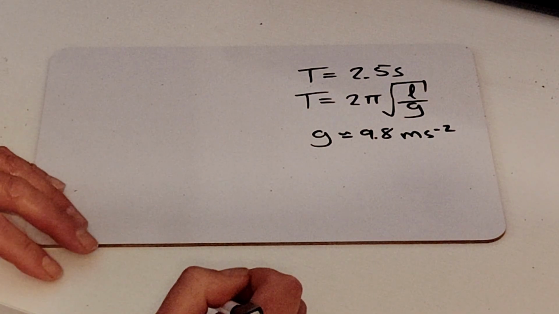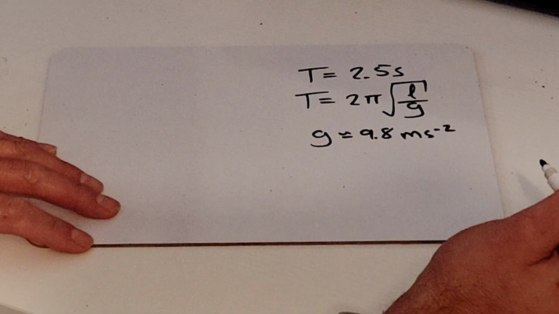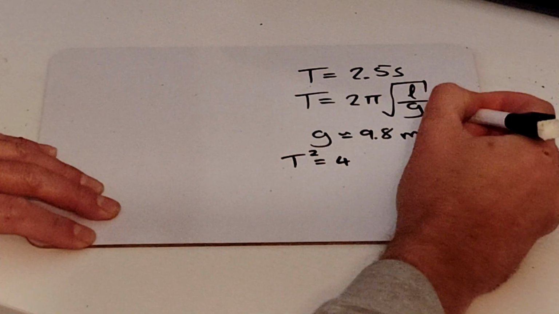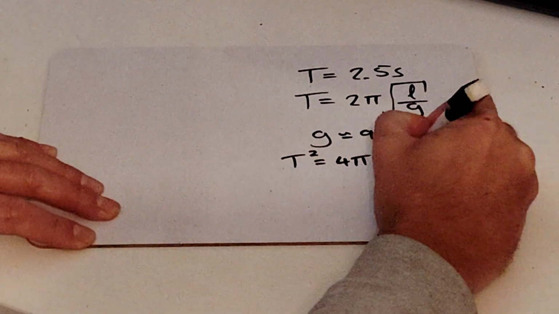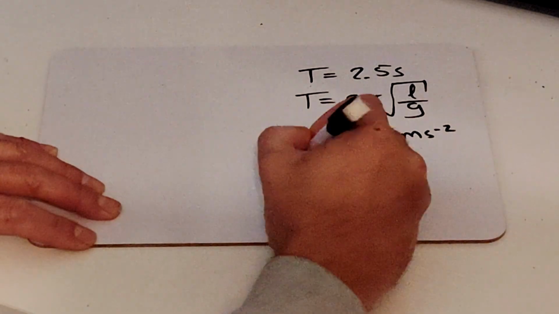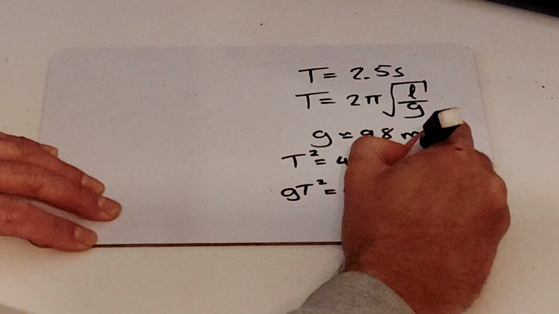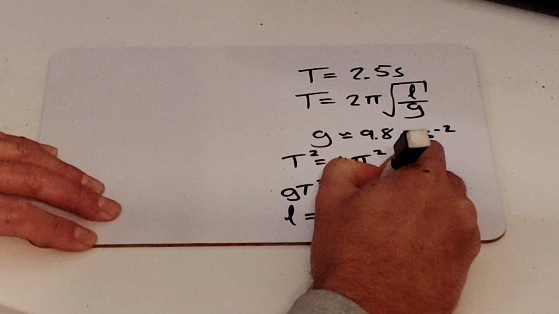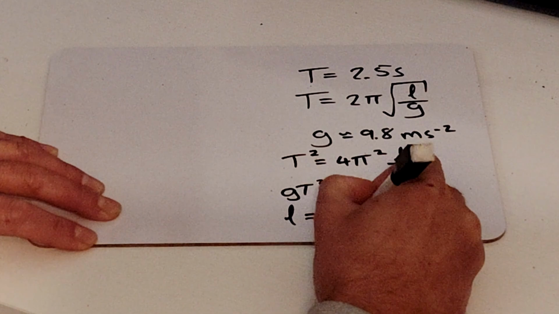So we need to rearrange this to get L the subject. The way to do that is to initially get rid of the square root sign. So we square both sides, making sure we square absolutely everything: 2 squared, pi squared, and the square root under the square root sign, giving us L upon g. Remember, we're looking for L as the subject. Multiply both sides by g, we get gT squared equals 4 pi squared L, and then finally L must be equal to gT squared over 4 pi squared.